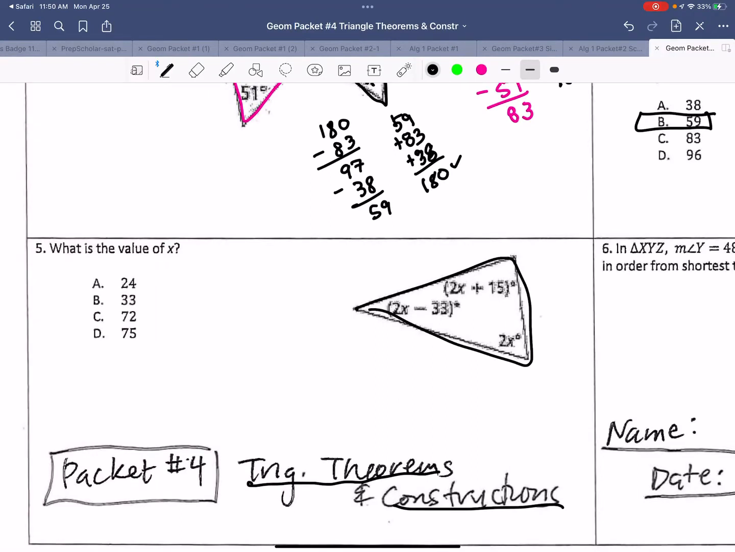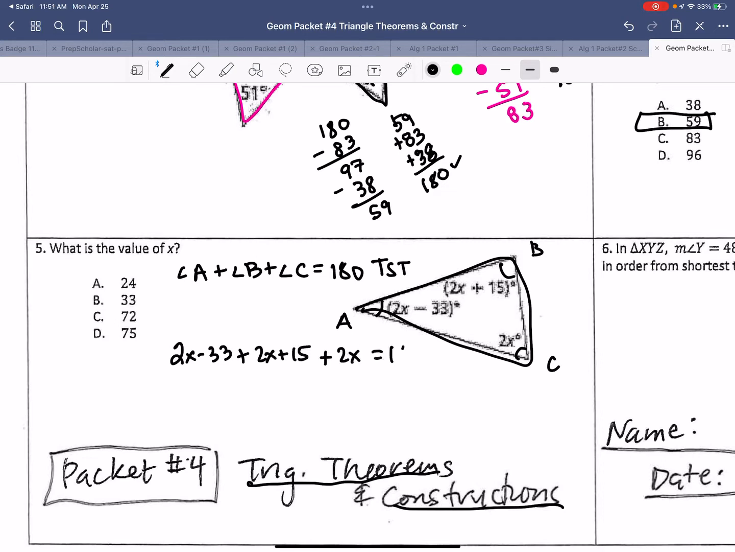What is the value of x? Same thing, triangle sum theorem. So the triangle sum theorem states that if you have 3 angles of a triangle, they have to add up to 180. So here, let's call angle A 2x minus 33. Angle B we'll call 2x plus 15. And angle C we'll call 2x. All these have to add up to 180.